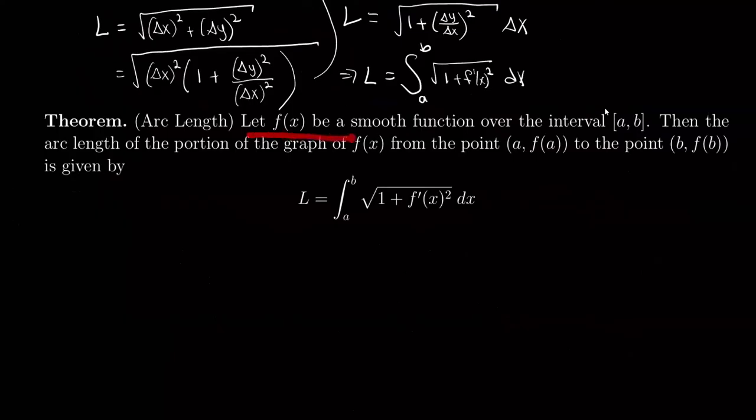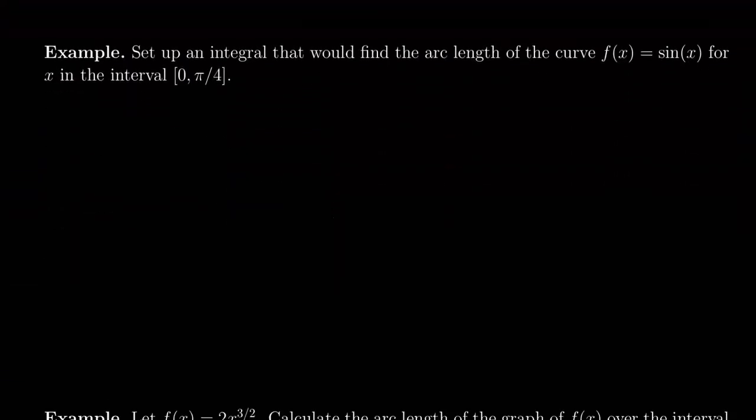So if f of x is a smooth function over this interval from a to b, then the arc length of the portion of the graph only from a to b, where a and b are x values. Okay, so that f of a and f of b were the y values. The arc length is the integral from a to b of the square root of 1 plus the derivative squared dx. All right, so now we have the formula, then that's just going to be a plug and chug. So let's do an example.